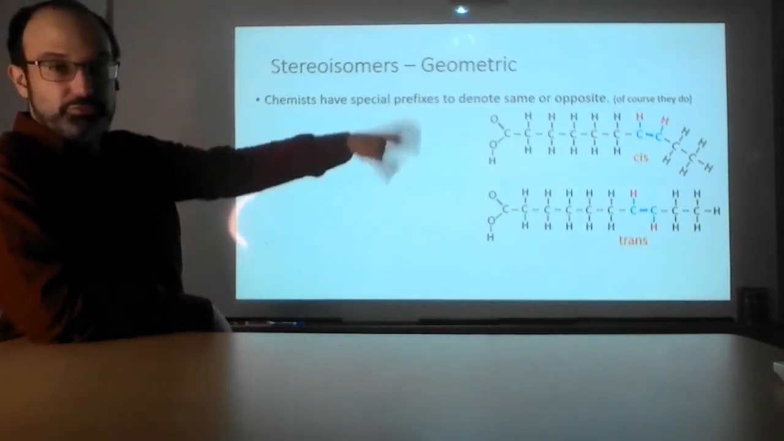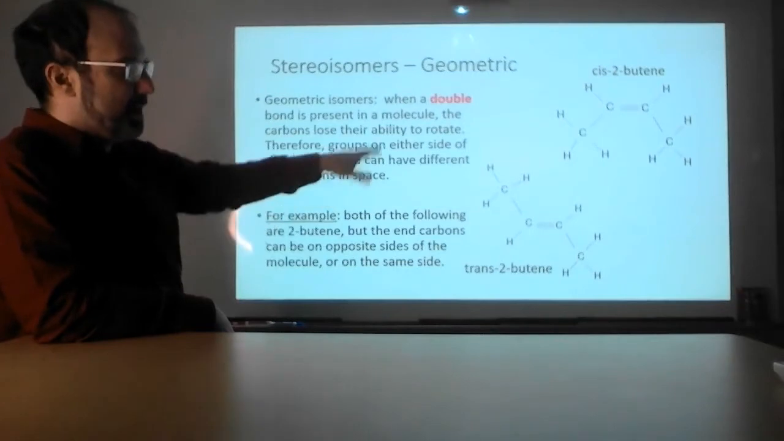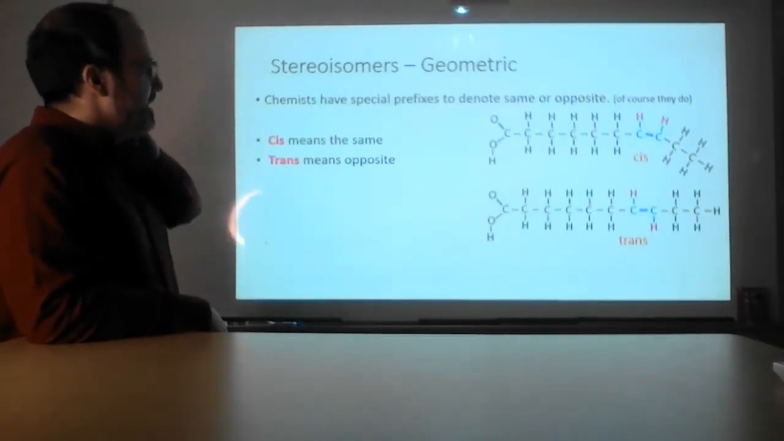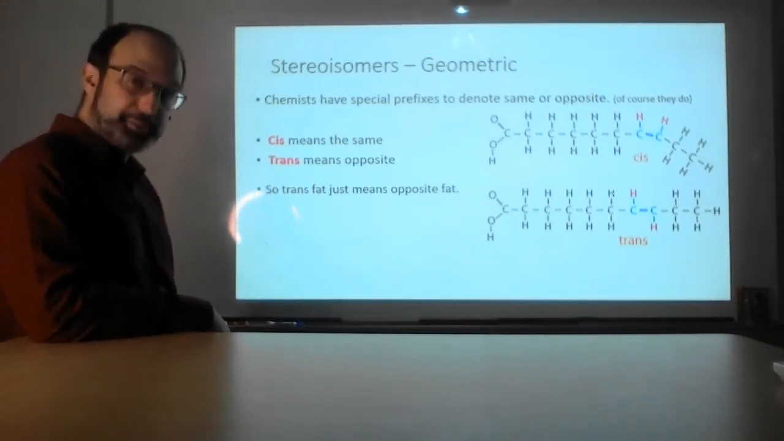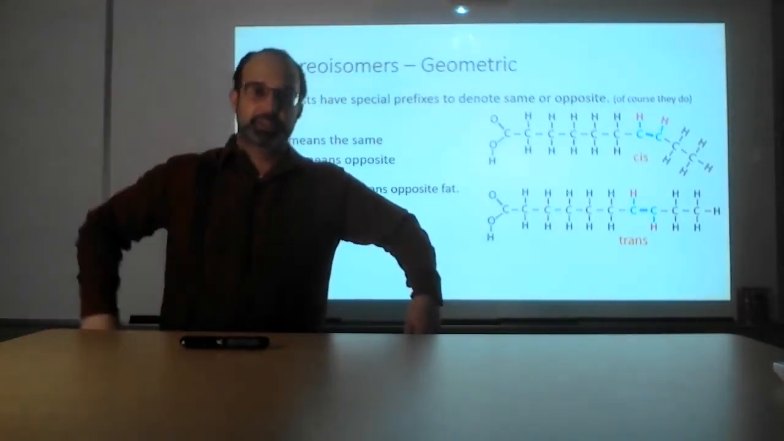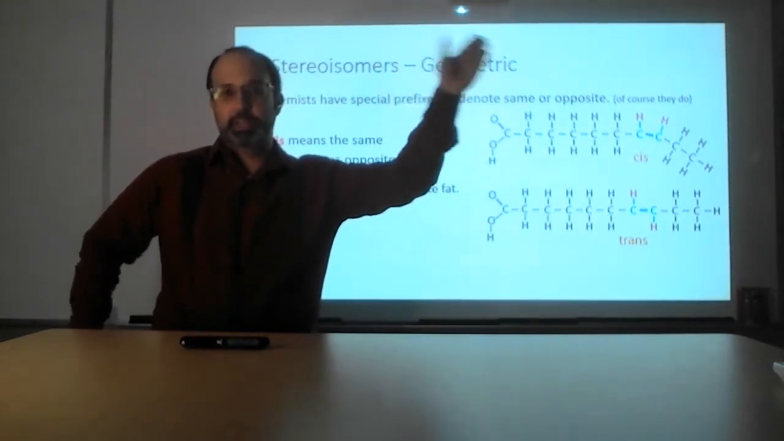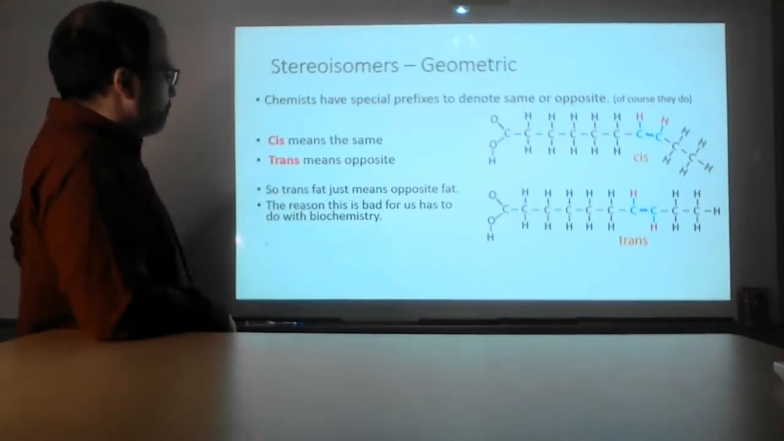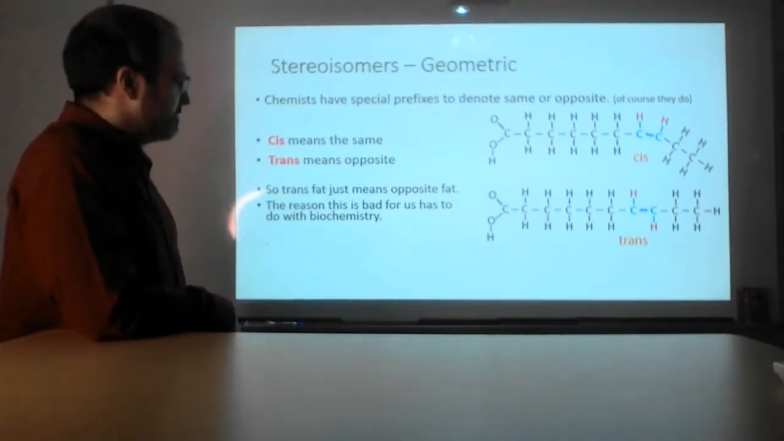This is another way to draw that. So if we look here, right, cis, they're on the same side. Trans, they're on opposite sides. Cis is the same, trans means opposite. So trans fat just means opposite fat. Fat that is like this in some manner. Not this, but this. Could be this instead. They're opposite. Hands are on the opposite sides of my body. One's up, one's down. The reason that trans fats are bad has to do with biochemistry.